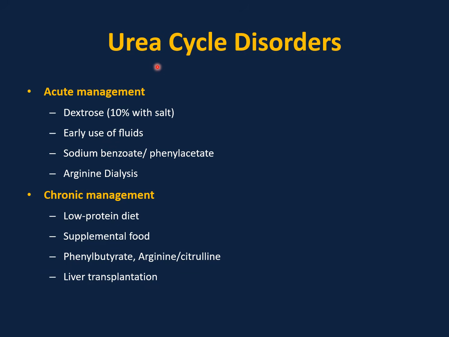Initial management of urea cycle disorders, the acute management is dextrose. So again, dextrose is the best initial treatment for any metabolic disorders. Dextrose 10% with salt, so you will never go wrong starting dextrose. Early use of fluids, sodium benzoate, phenylacetate, arginine, dialysis. Chronic management: low protein diet, supplemental food, phenylbutyrate, arginine, citrulline, liver transplantation in severe cases.